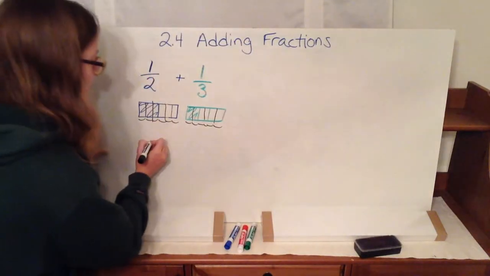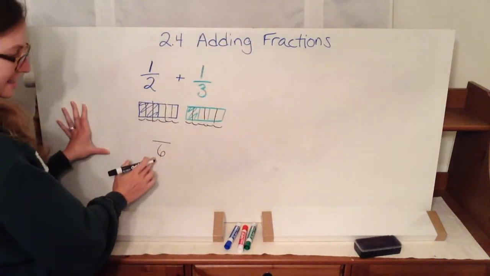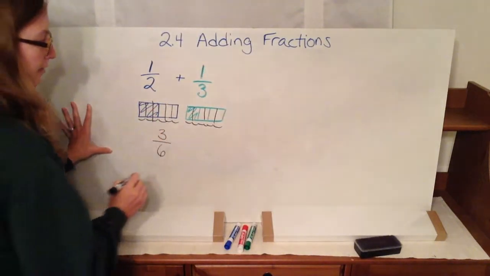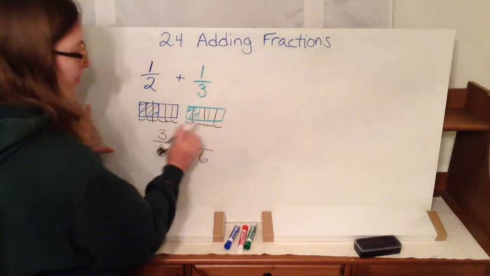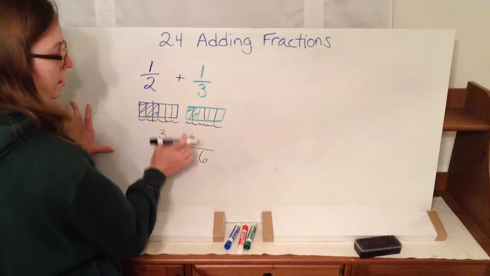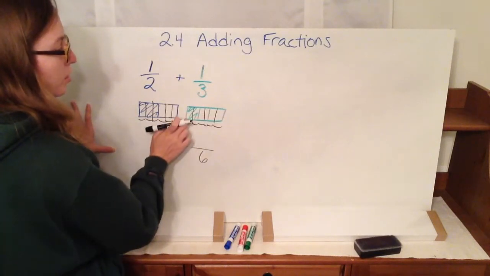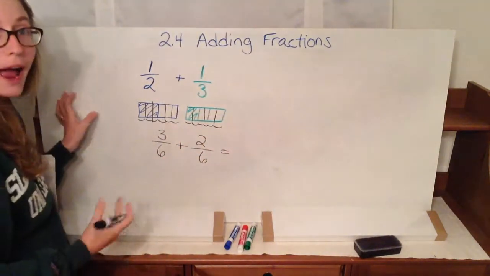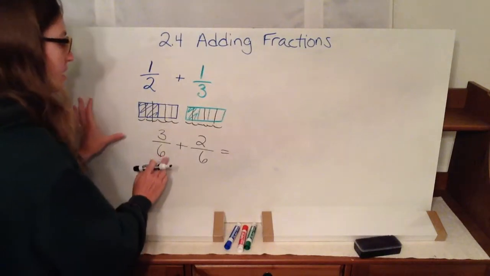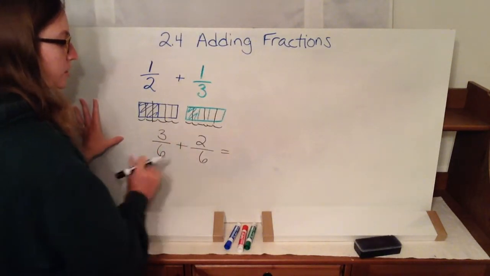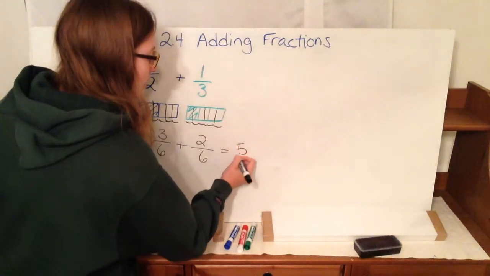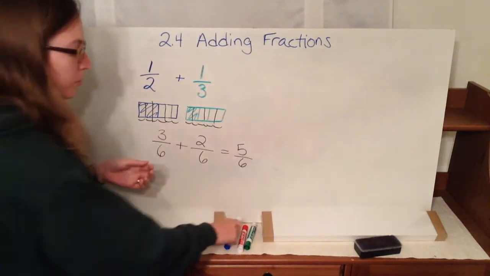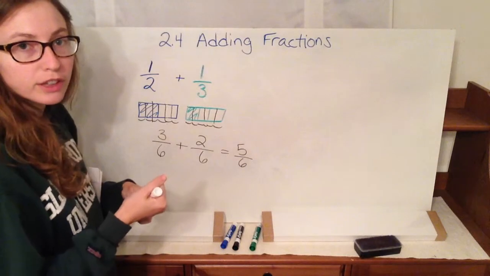So 1/2 in terms of sixths is how many? We have 1, 2, 3 that are still shaded. Okay? In terms of sixths, how many thirds are shaded? Excuse me, how many pieces are shaded from 1/3? 1, 2. Okay? When I look now, I have a common denominator, which is necessary. And 3/6 plus 2/6 is 5/6.